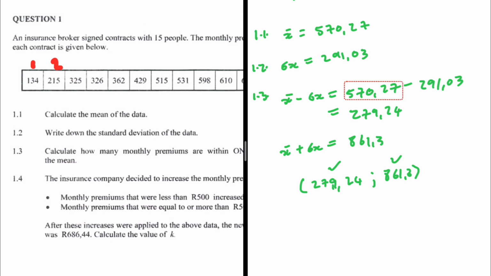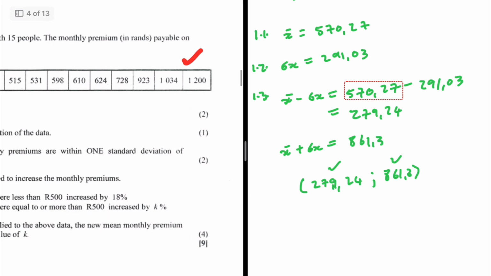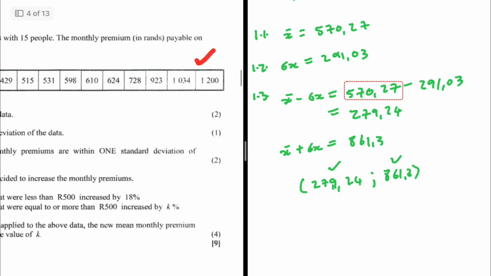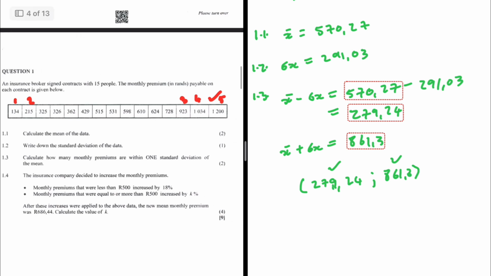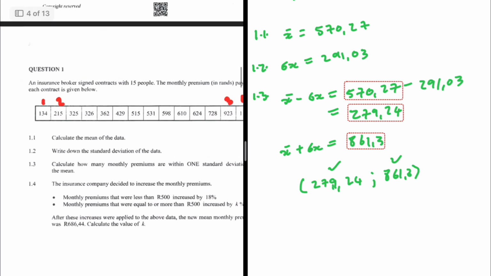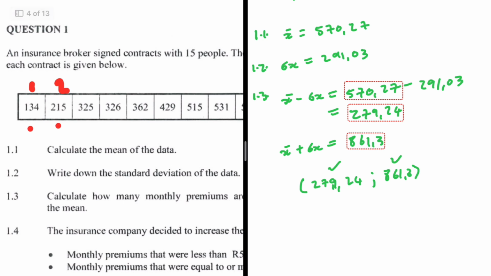And then that which is greater than 861.3. So 1, 2, 3, 4, 5, right? All those numbers are greater. The question says calculate how many monthly premiums are within one standard deviation. Okay, so what we have is outside the standard deviation, not within, right? So how many are outside? We have 1, 2, the first data point, the second data point, because it is less than 279.